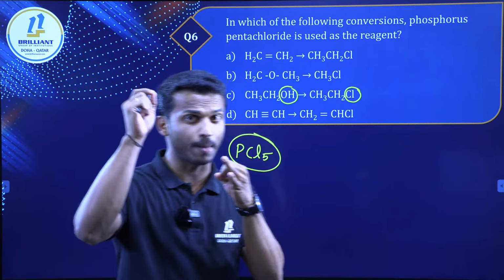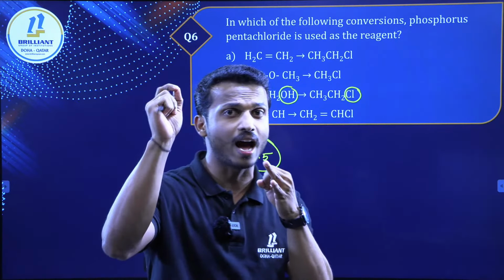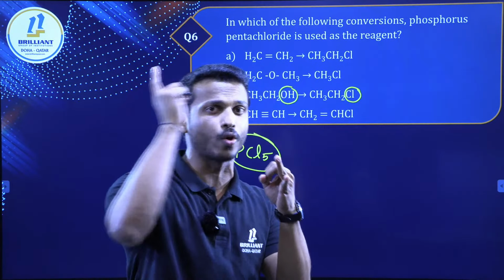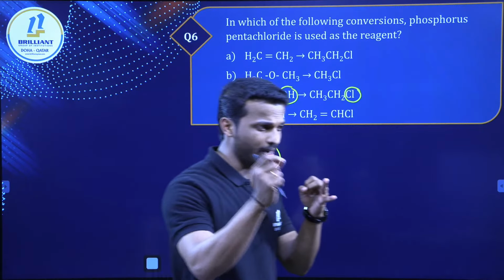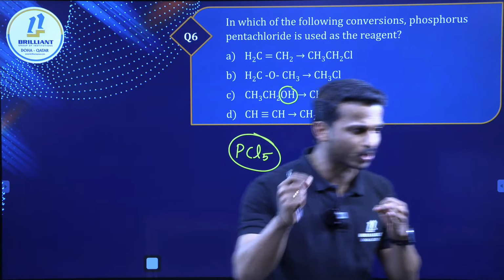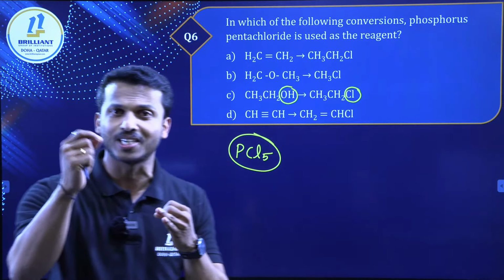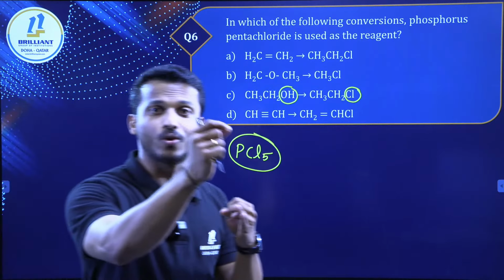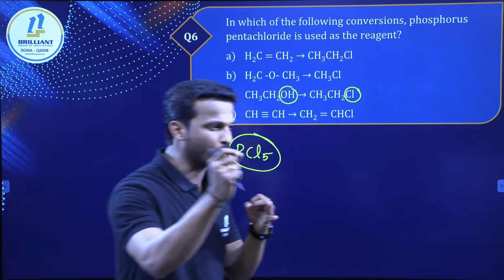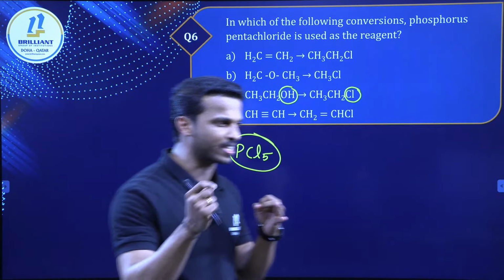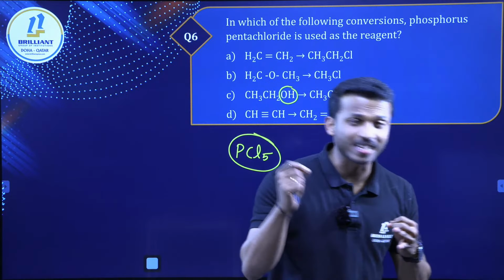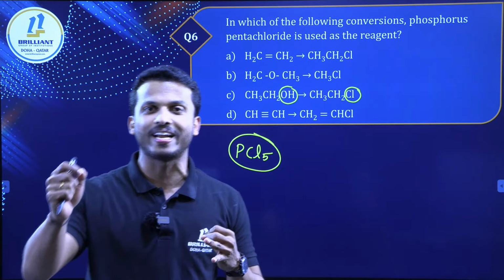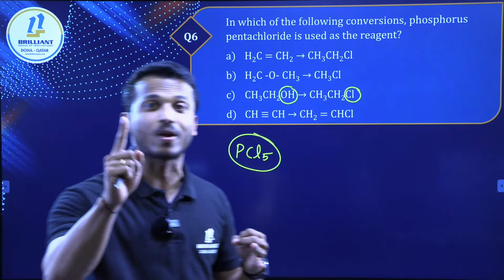Do you remember which is the best reagent to convert an alcohol to a haloalkane, especially a chloride? Give your answer in the chat box, all of you. What is the best reagent to convert alcohol into chloride? Which is the best reagent we studied? Very good. The best reagent is thionyl chloride, SOCl2. Thionyl chloride is the best.